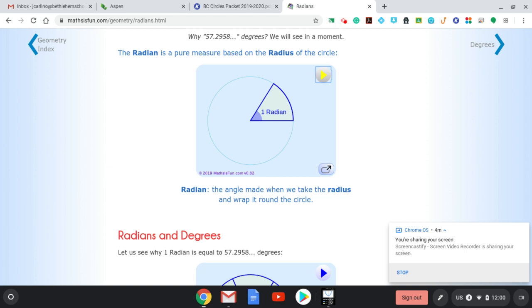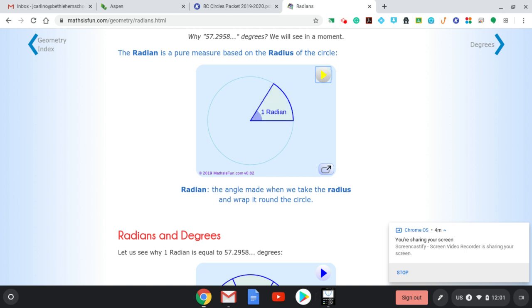Another way to make an angle, another way to measure an angle. And 1 radian is when the arc and the radius measure are the same. One last time to see how our radian is created.